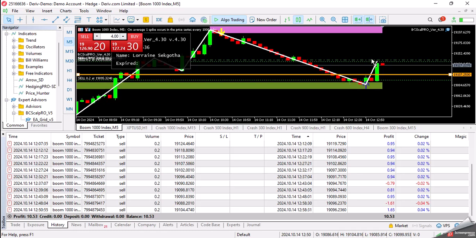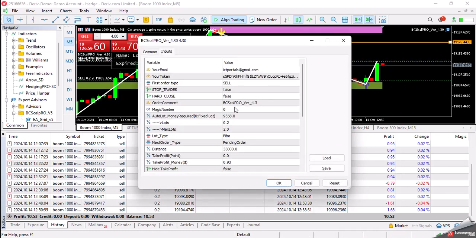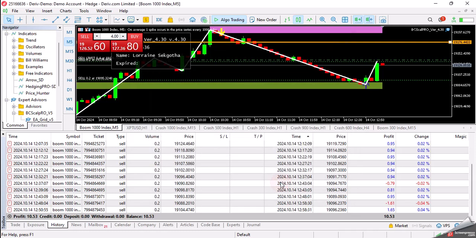Okay, now let's say you didn't even care about this line. Immediately this spike comes up. If I'm the trader, what am I going to do? I press F7 on my keyboard, then I come to stop trade. I will set it to true.